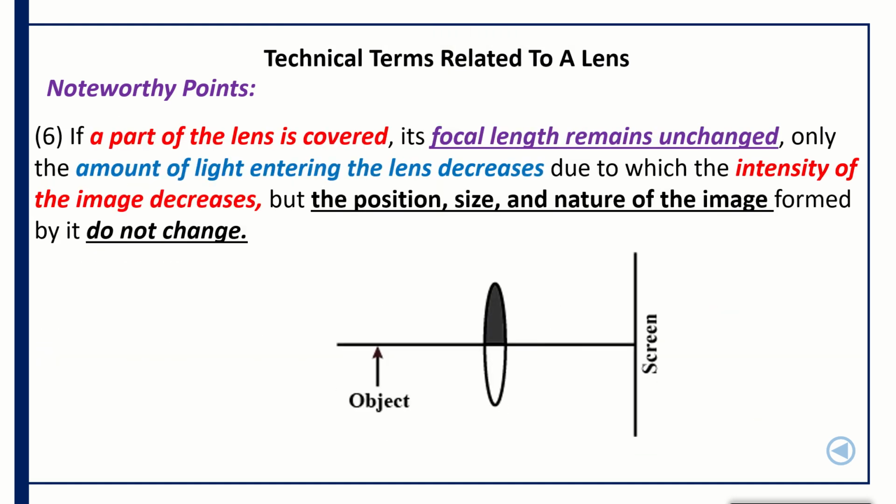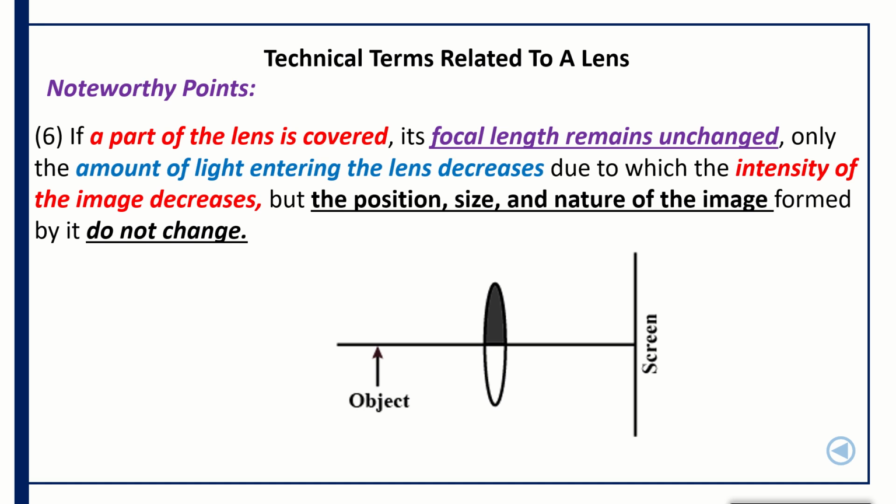Now, if a part of the lens is covered, its focal length remains unchanged. Only the amount of light entering the lens decreases, due to which the intensity of the image decreases. But the position, size and nature of the image formed by it will not change.